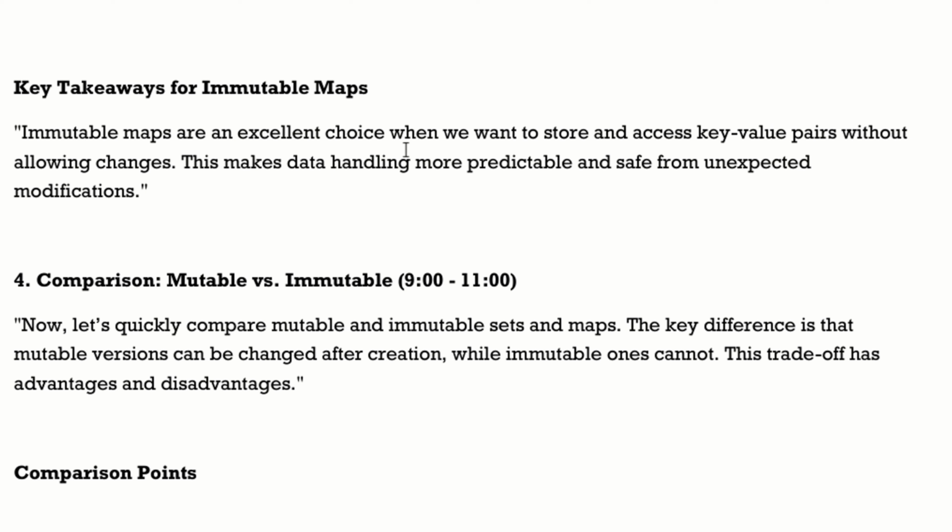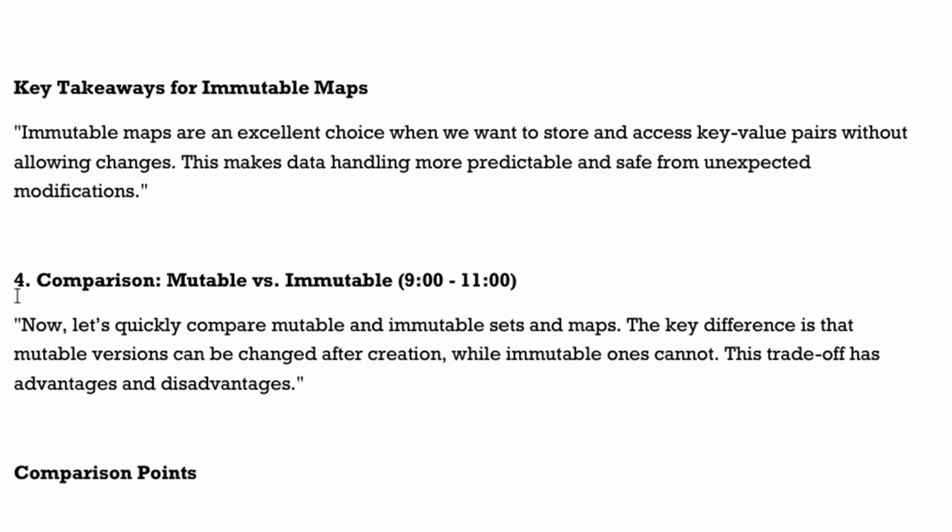Key takeaways for immutable maps. Immutable maps are an excellent choice when we want to store and access key value pairs without allowing changes. This makes data handling more predictable and safe from unexpected modifications.